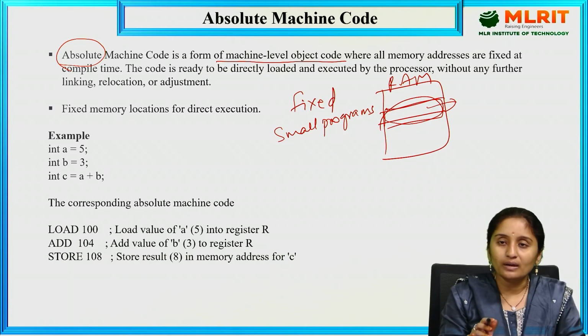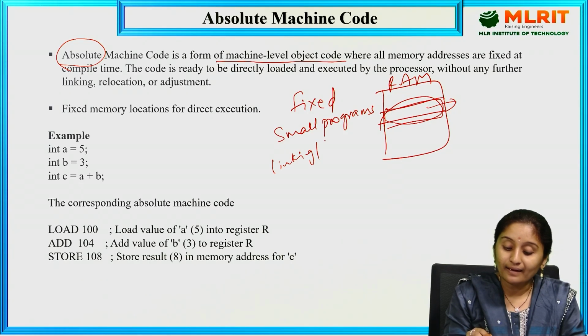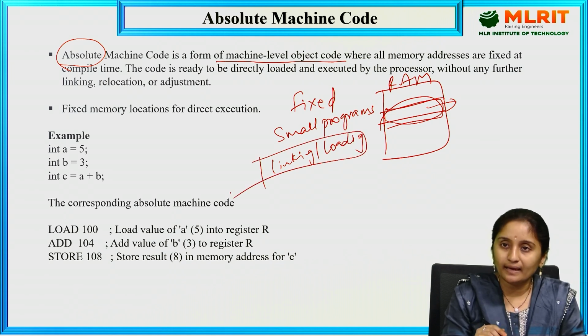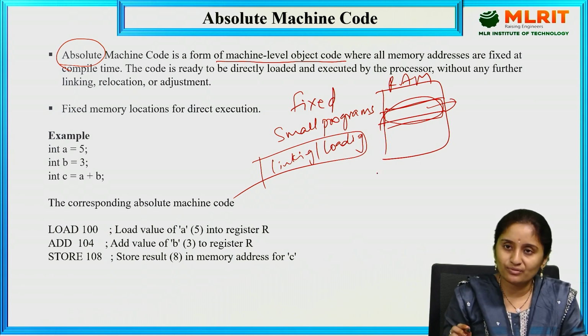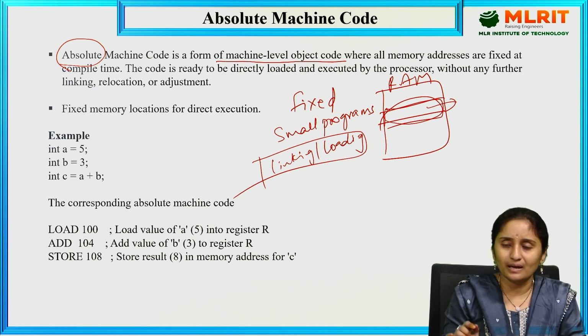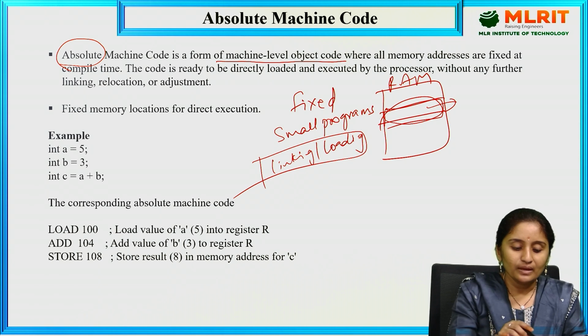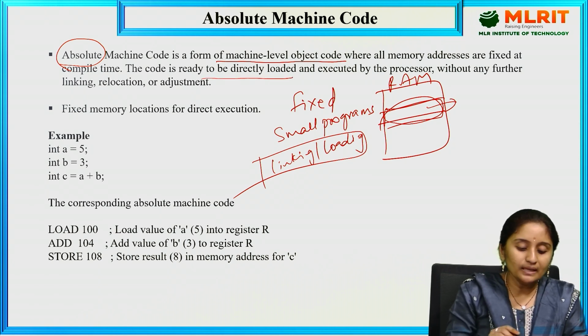It is not here in this absolute machine code; we are not going to use any linking or loading. All these things are not used here. And there is no relocation. Relocation is nothing but memory. Here the memory is fixed. We are not going to reallocate the memory again, or make any adjustments if the memory is full. The code is ready to be directly loaded and executed by the processor.